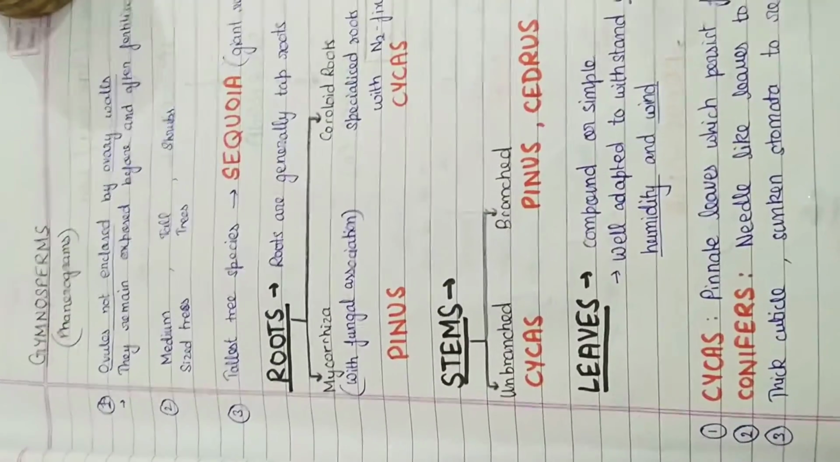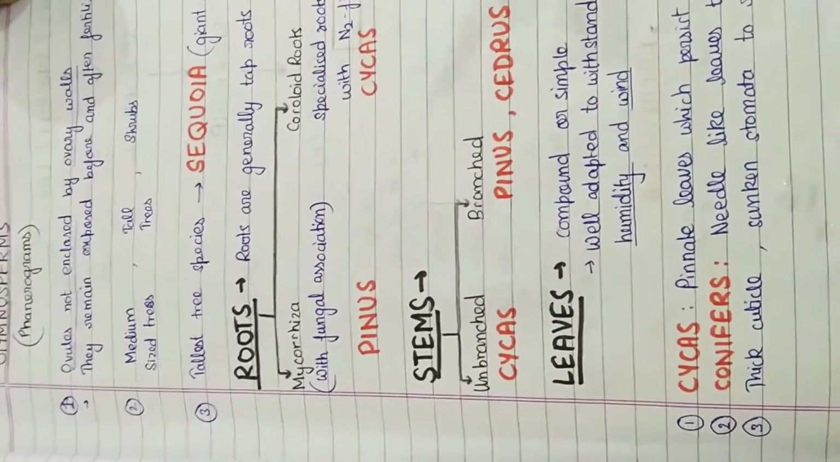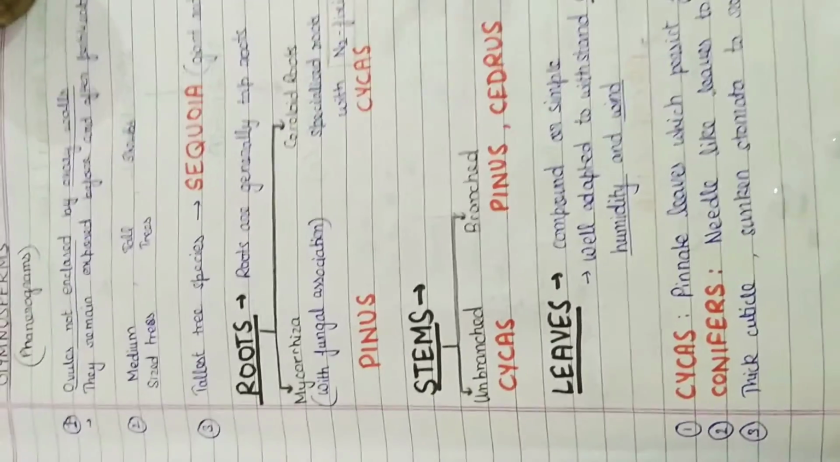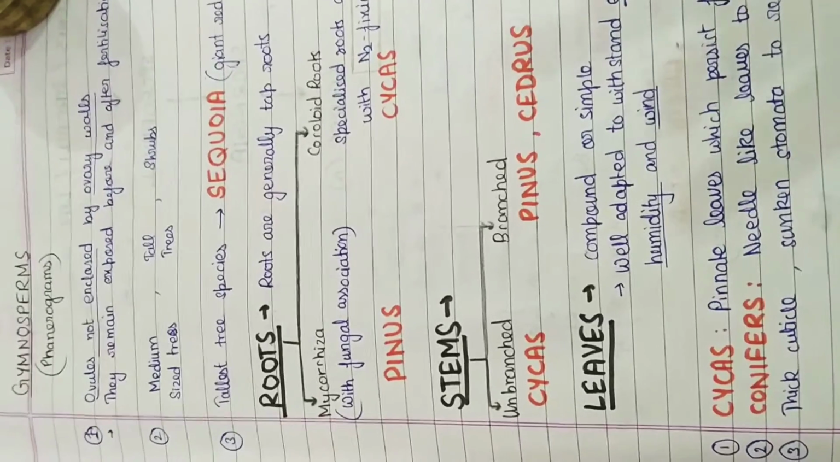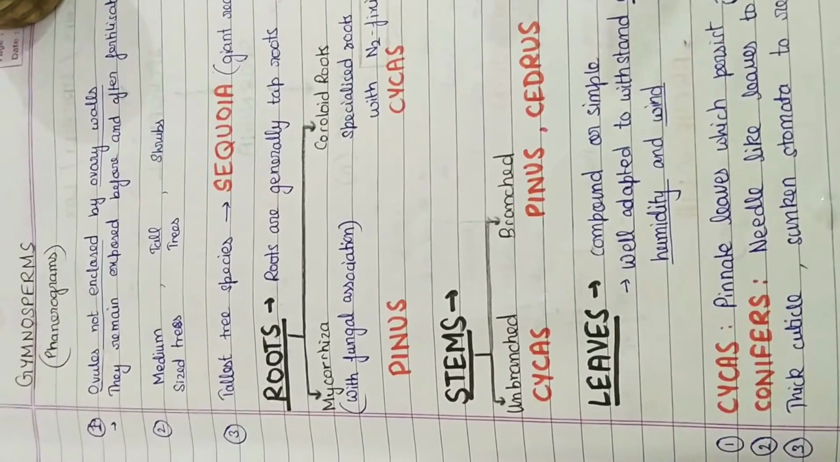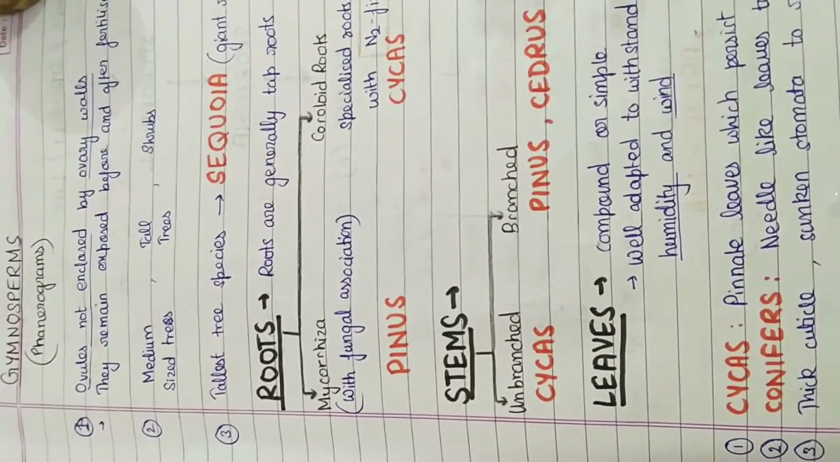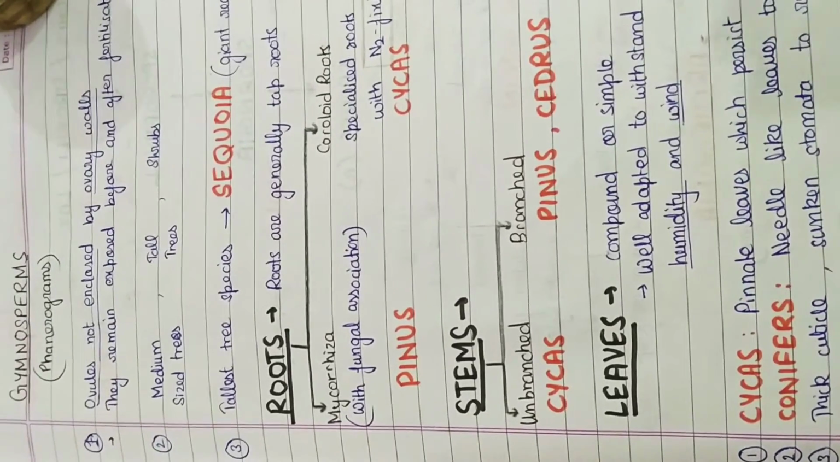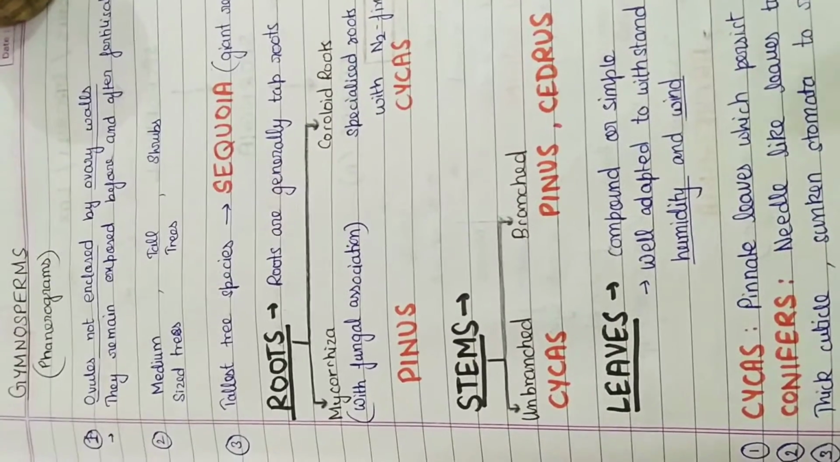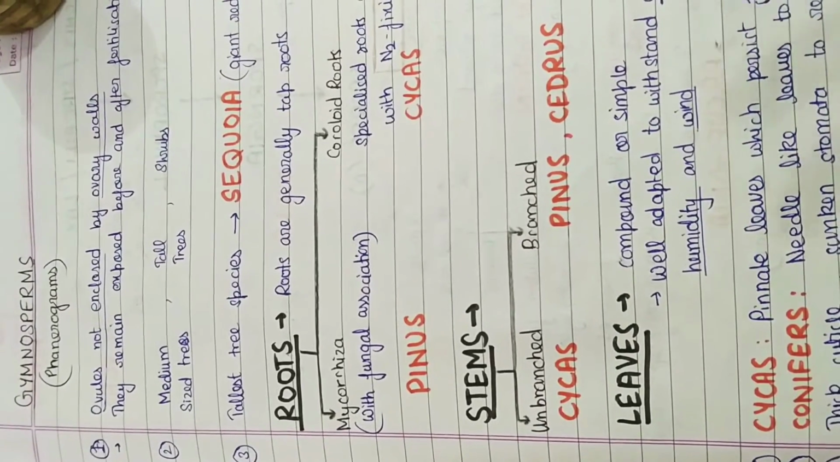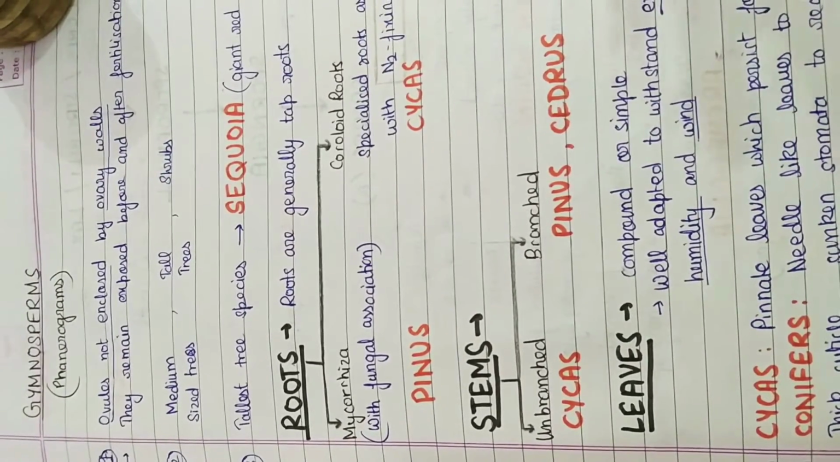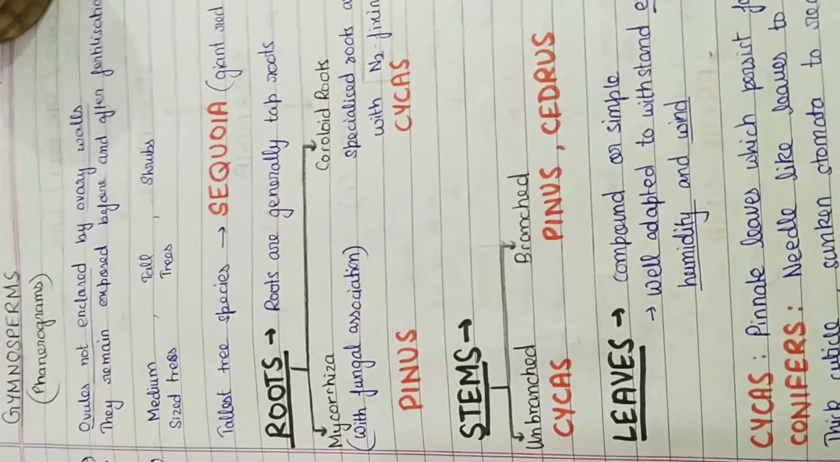I have divided the first paragraph into three parts, which are roots, stems and leaves. Now starting from the introduction, what are gymnosperms? Gymnosperms are also called phanerogams. They produce seeds without any fruit. We can only see the seeds. The ovules are not enclosed by any ovary walls. They remain exposed before and after fertilization.